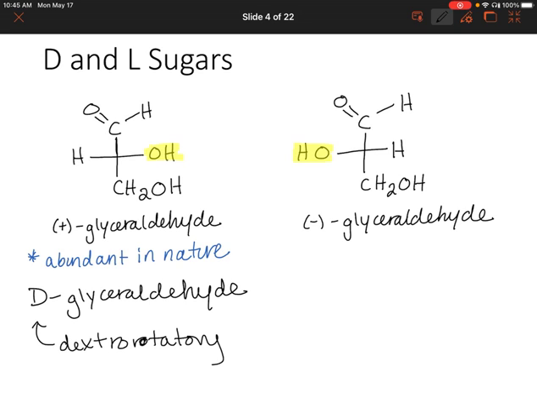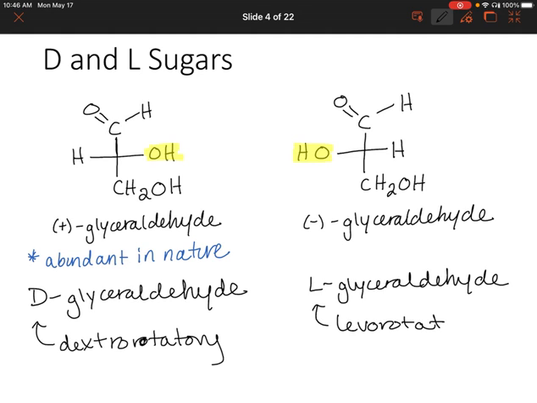And then the other glyceraldehyde is not really found in nature. It has to be synthesized in a lab, but we can call this L-glyceraldehyde. And L stands for levorotatory. So it rotates light in a counterclockwise fashion.